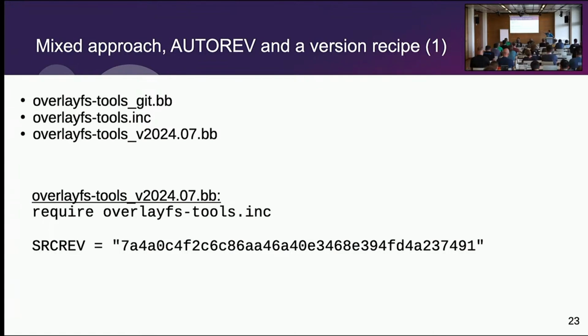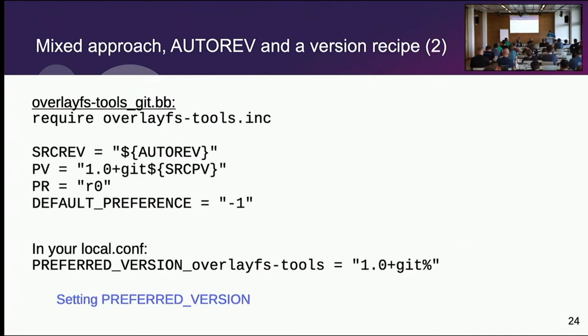One has a fixed revision, which just includes everything common and sets the source revision. And then you have a Git version, setting at least the PV and SRCREV to AUTOREV if you want to, so if you want the Git version. And the default preference -1. That means the fixed recipe version will always have higher priority than the one with the default preference -1. If you need that, then you enable it with the preferred version in your local.conf or another configuration snippet. So this preferred version depends on how you set the PV.